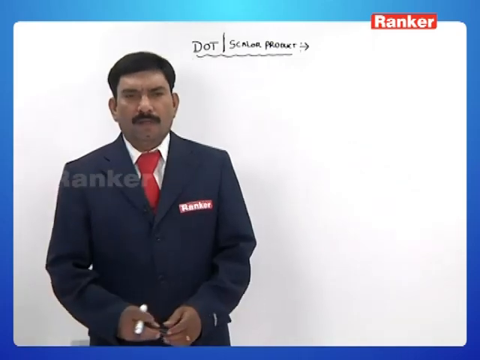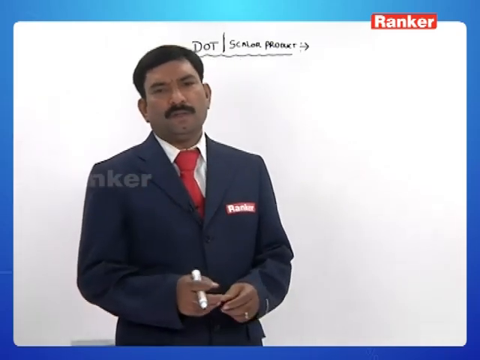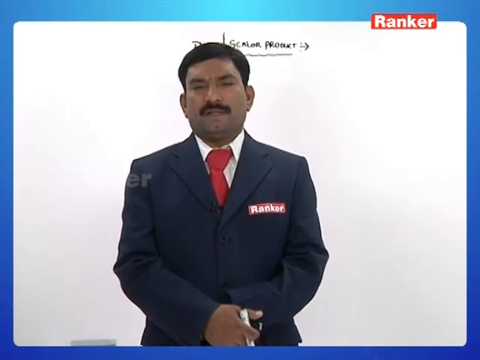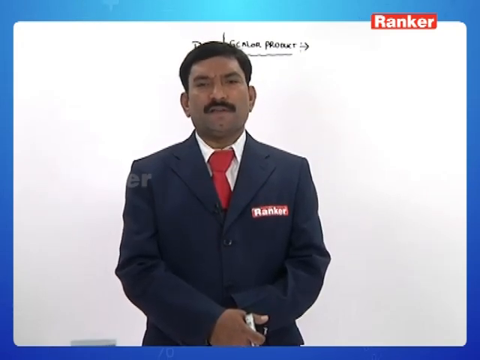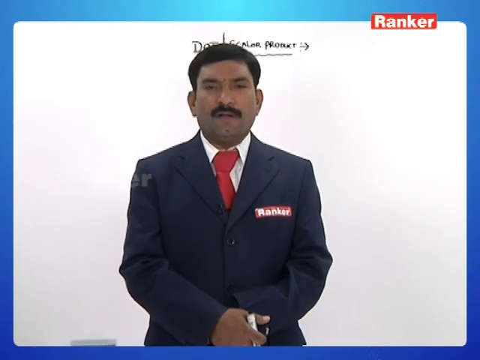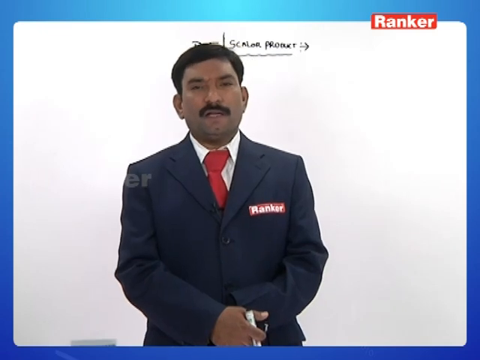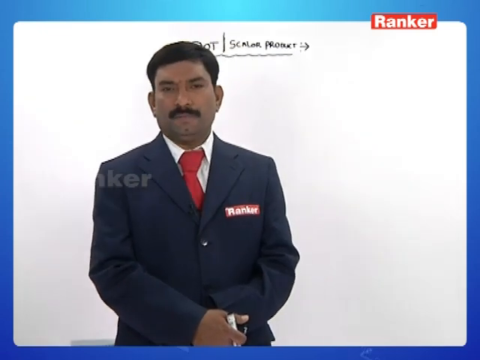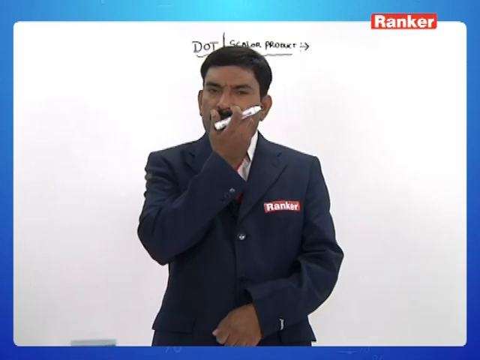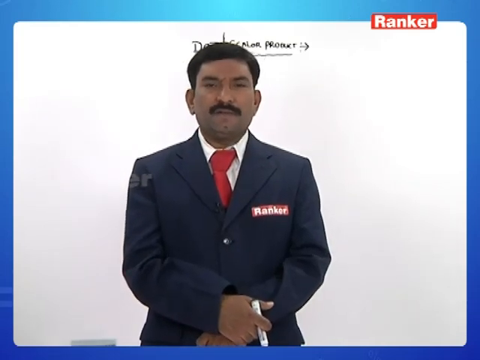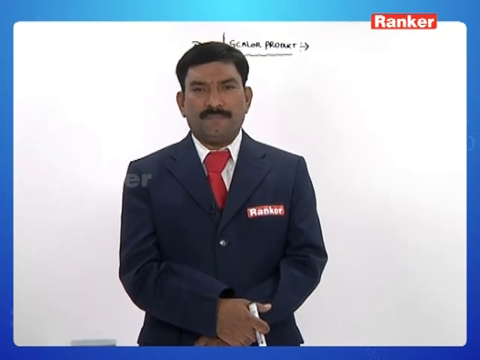Students, let us discuss the special applications of the dot product. As we have discussed earlier, the angle between two diagonals of a cube, and the angle between a diagonal of a cube and the diagonal of a face of a cube, we found out. One is theta equal to cos inverse of 1 by 3. The other one is theta equal to cos inverse of square root of 2 by 3.